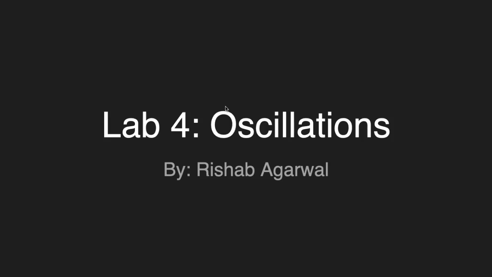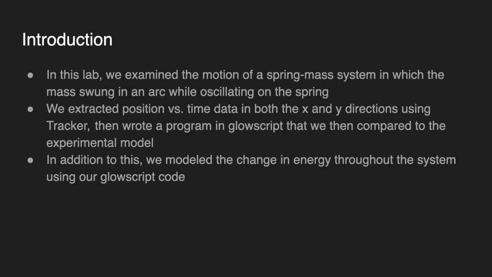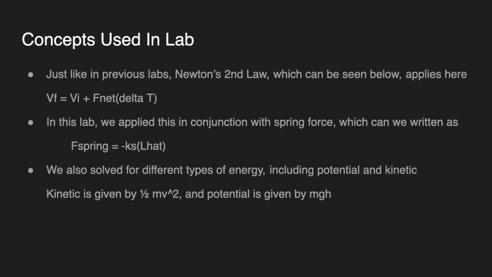In Lab 4, we discussed oscillations. In this lab, we examined the motion of a spring mass system in which the mass swung in an arc while oscillating on a spring. We extracted position versus time data in both the x and y directions using Tracker, then wrote a program in GlowScript that we then compared to the experimental model. In addition to this, we modeled the change in energy throughout the system using our GlowScript code.